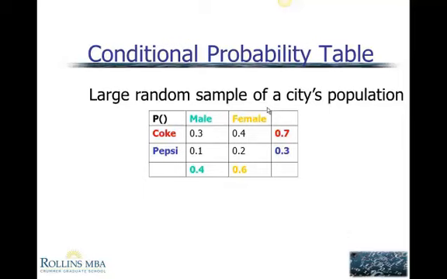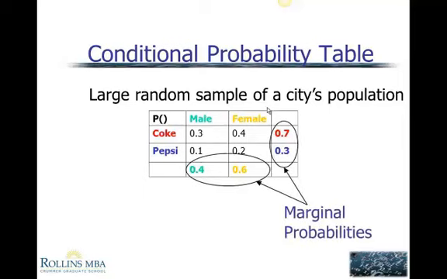And very often in the margins, we'll get what are called marginal probabilities. So if you notice, if we sum across a row of Coca-Cola, we get the probability of a randomly selected person being a Coca-Cola drinker is 0.7 versus 0.3 probability for being a Pepsi drinker. And we can sum down the columns and get probability of being male is 0.4, probability of being female is 0.6. So if this was a large enough sample representative of the city's population, we can find these probabilities of a randomly selected person meeting each of these criteria.